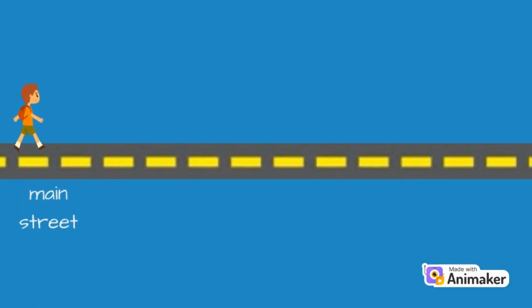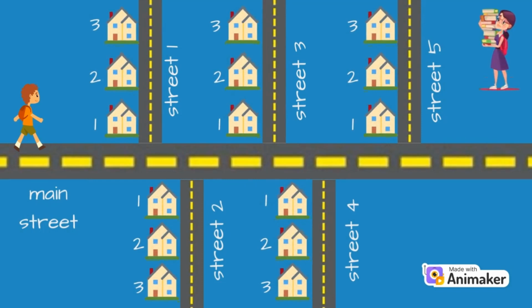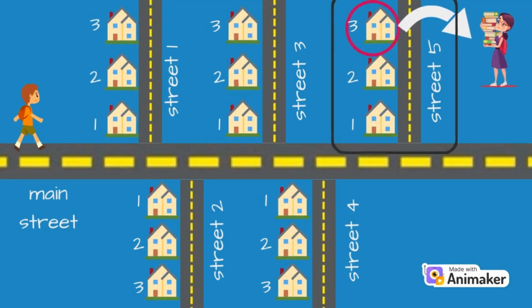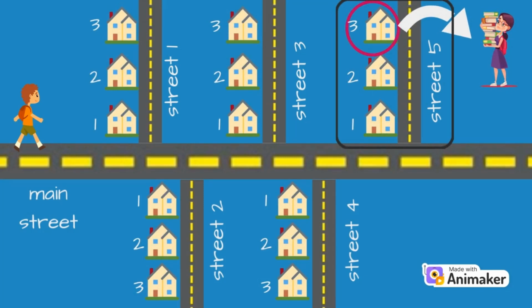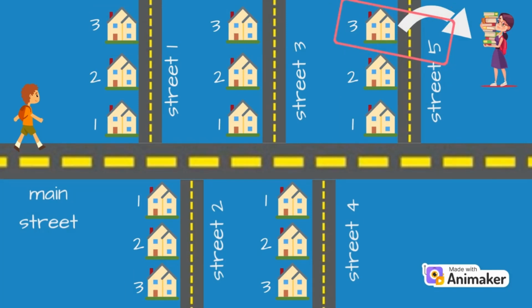Imagine you're walking through a main street that branches into smaller streets. Each of these streets has residential houses marked serially. Your friend lives in one of these houses. To find her house, just knowing the street number is not sufficient, since there are 3 houses on each street. Neither is her house number sufficient, since there are 5 houses with the same number. So, you need 2 pieces of information, the street number and the house number.